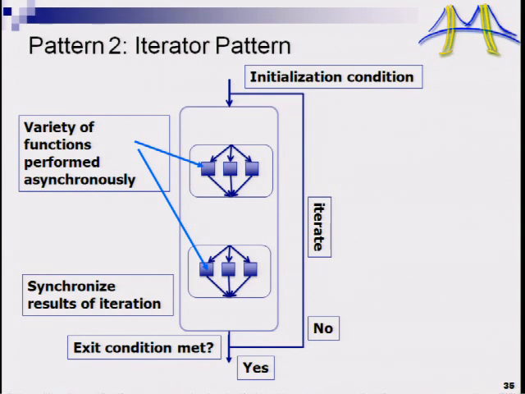Iterator pattern. So here we have initialization condition, then we have a variety of functions performed asynchronously. Then before we get through this iteration, we need to synchronize the results of the iteration. We have some exit condition met question. If so, then we're done. Otherwise, we iterate. Now, that exit condition can be as simple as a loop iteration variable, or it can be as complicated as some complex mathematical expression.